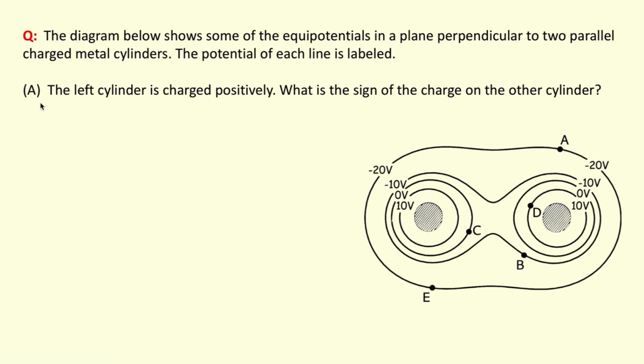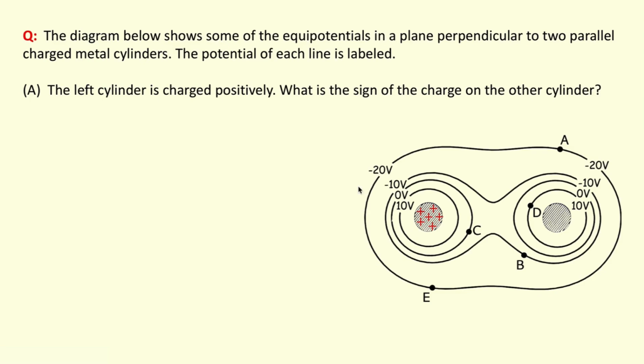Part A. The left cylinder is charged positively. What is the sign of the charge on the other cylinder? So the left cylinder is charged positively like this. And we want to find out what the type of charge is on this right cylinder as well.